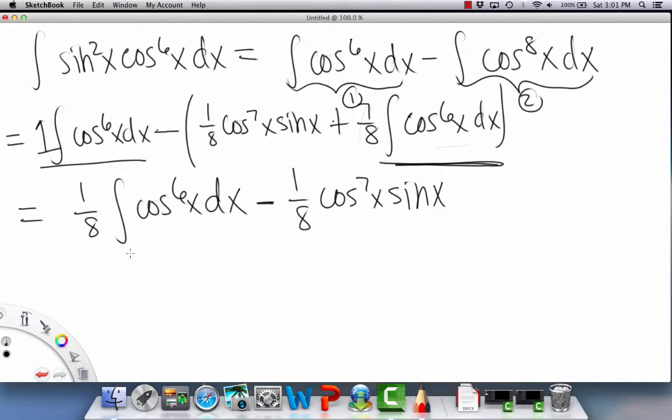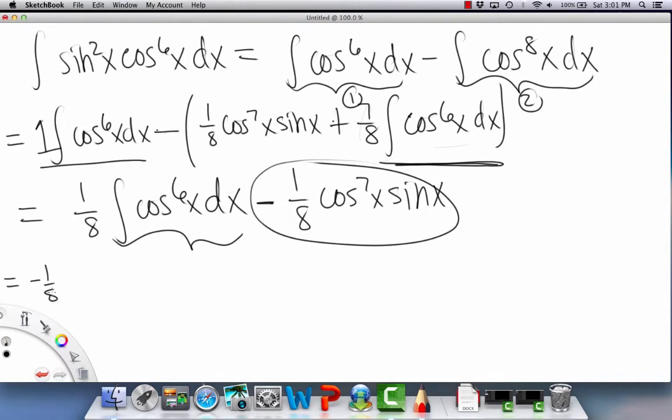From here, this is going to be really long, and again, I apologize. Remember, about two slides ago, we found a long line for this integral. We're just going to plug that in right here, and that's going to be our final answer. I'm going to try to squish this in. I'm going to move this in front first, just to get it out of the way: negative 1 over 8 cosine to the 7th x sine x.